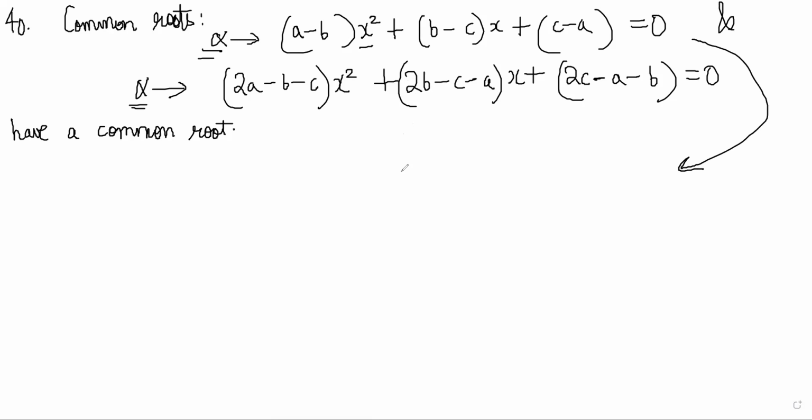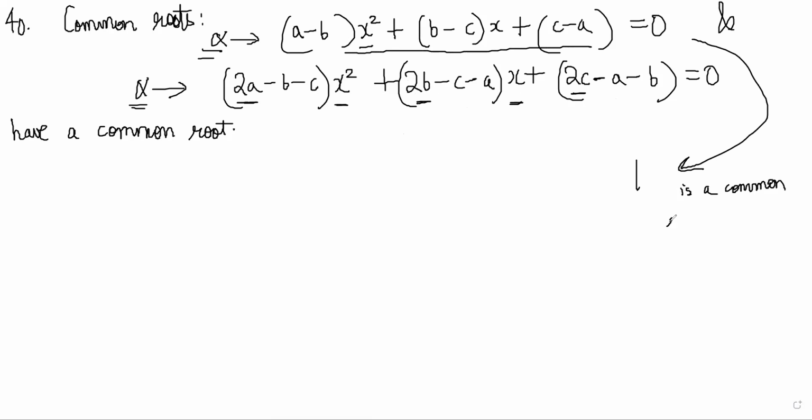Okay, I get it now. Because when you just put alpha minus beta, a minus b plus b minus c plus c minus a. Yeah, 1 satisfies this clearly. 1 satisfies this also. It becomes 2a plus 2b plus 2c, and this becomes minus 2 times a plus b plus c. Yeah, it does. So 1 is a common root, clearly very easy.